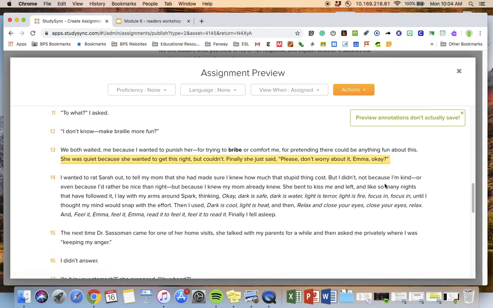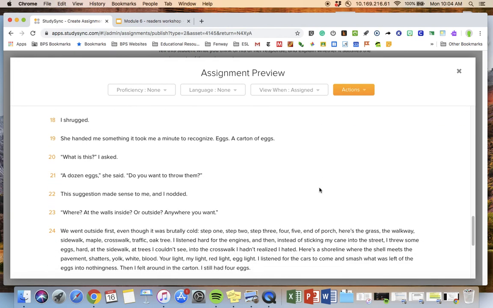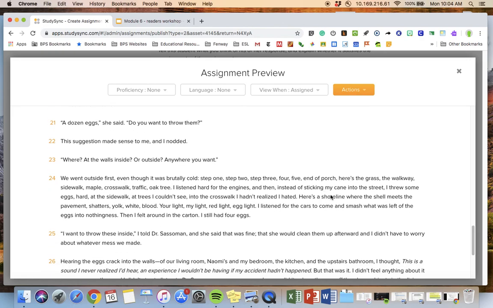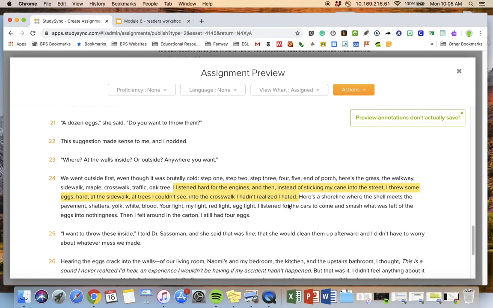All right. So what I'm doing here is I'm trying to pull more information out of the text. There's one more that I want to look at and I want you to think about. It's in paragraph 24, where she's throwing those eggs. I thought this was not only an interesting part of the story to read, but also an interesting part to stop and think about the main character. So here, I'll read the whole paragraph to you.